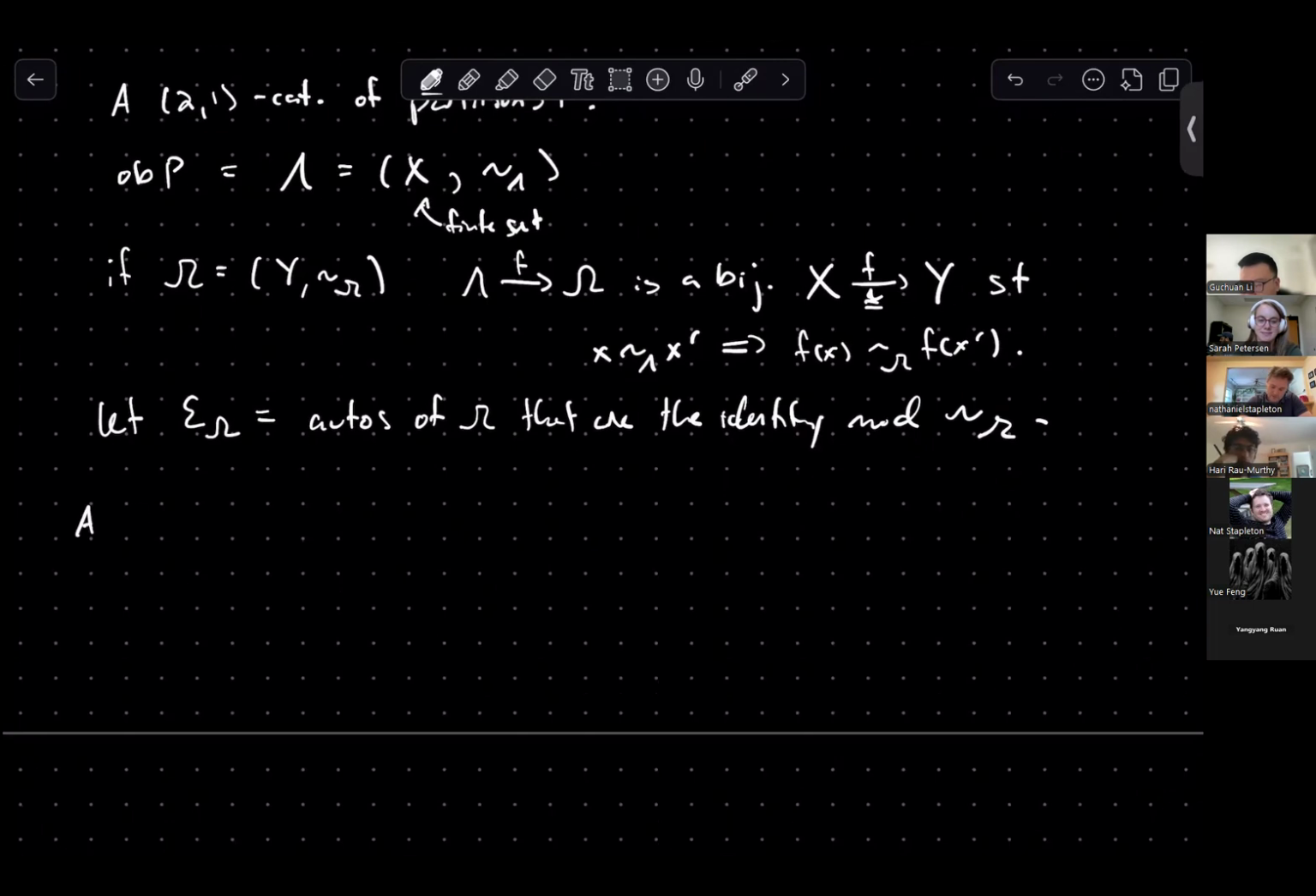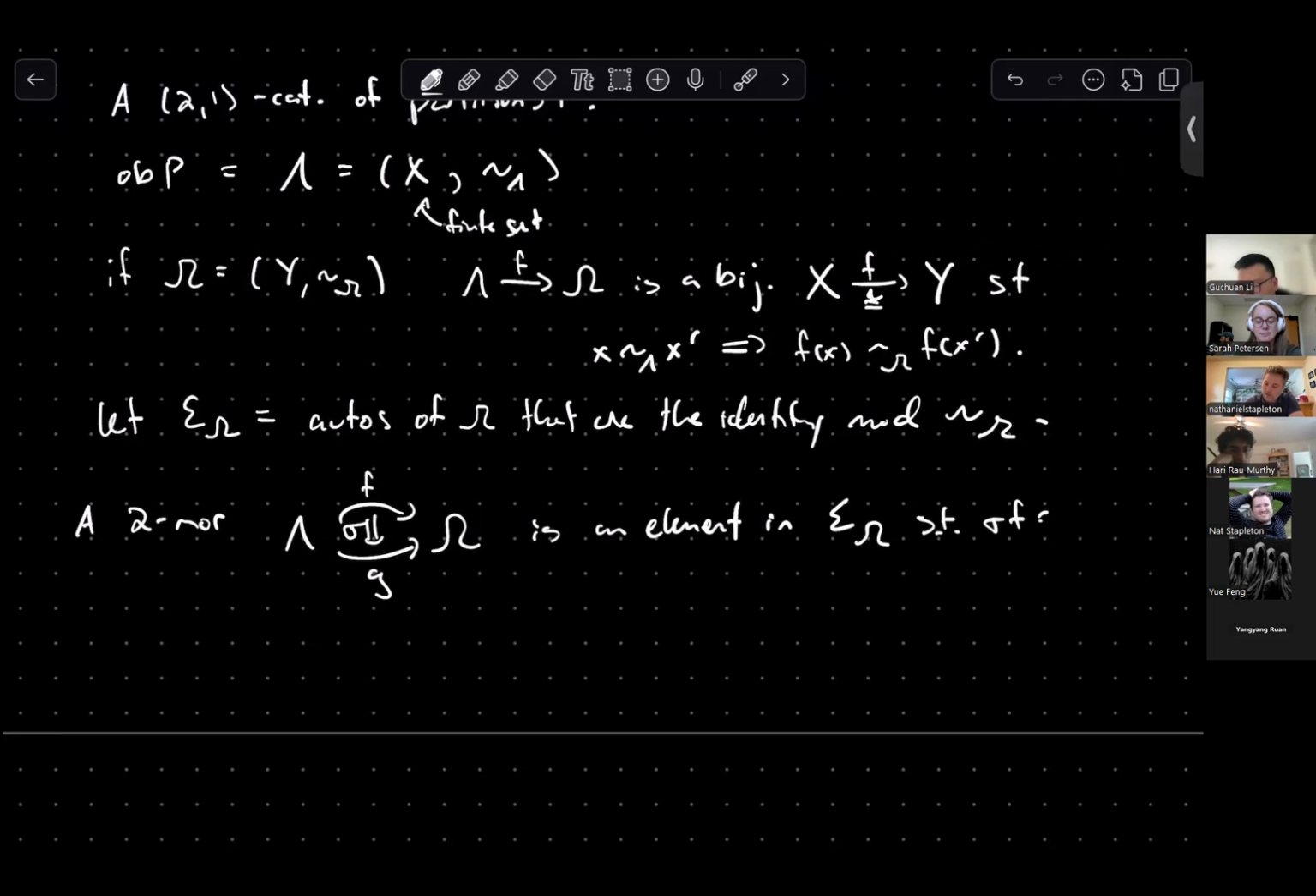So a two morphism between two maps f and g from lambda to omega is simply an element in sigma omega such that sigma f equals g. And since a sigma like this is a bijection, so since a two morphism is an automorphism of the target, there can be at most one two isomorphism between any two one morphisms. So this category that I'm describing here is equivalent to a 1 category.